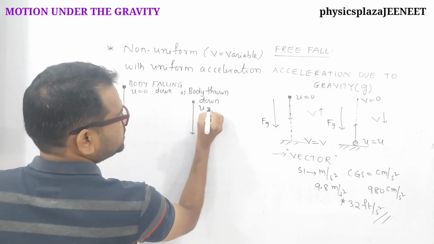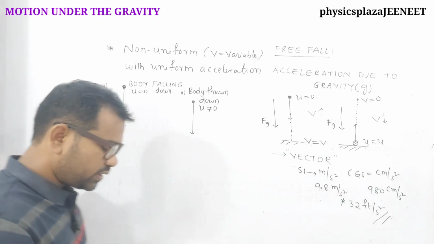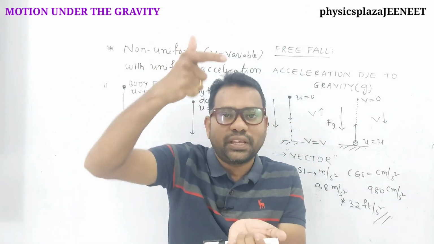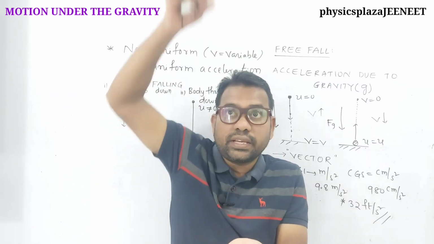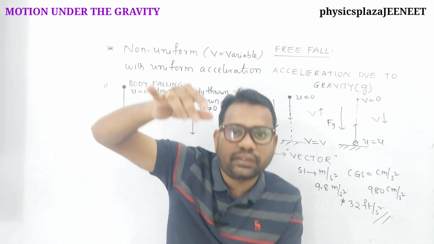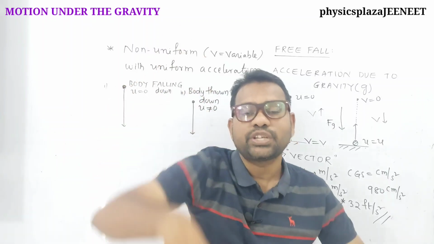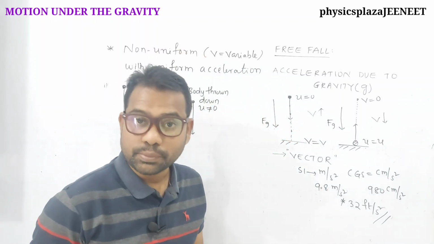But here initial velocity is not 0. Then what makes the difference? Look at here. In the first case, just it is falling. Initial velocity is 0. In the second case, yes, it is thrown vertically like this. So as it is thrown like this, children, yes, there will be some initial velocity.